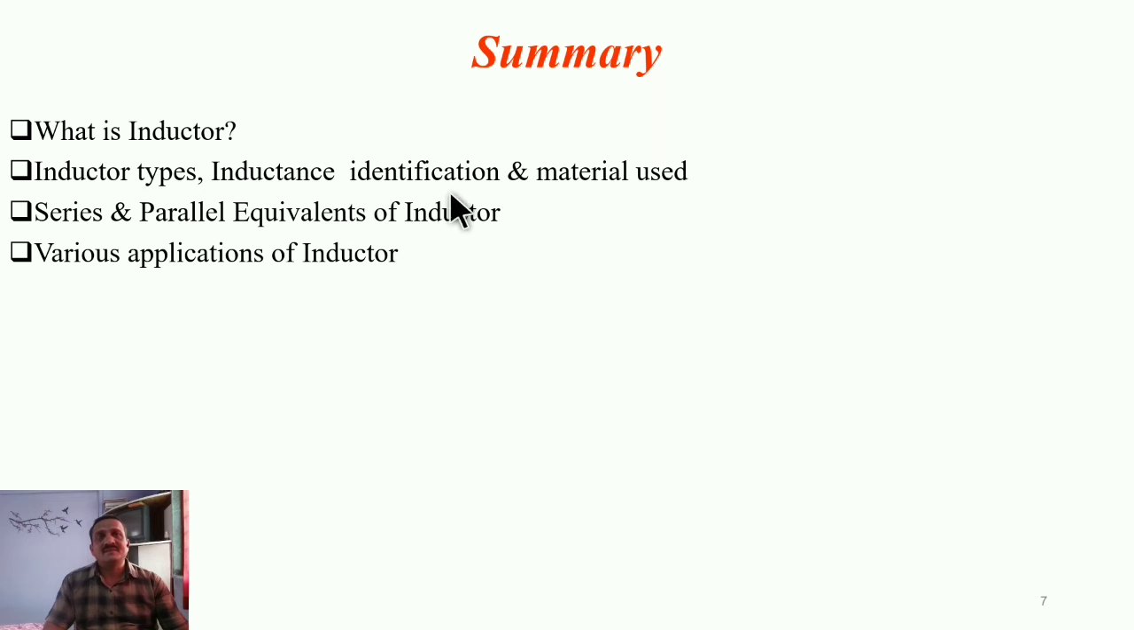Then how to identify their values by using that color coding, or if it is a coil wound on a plastic bobbin or ferrite core material, then the value of those inductors is given by the manufacturer, and the various materials used I already told. Then the series and parallel equivalents of the inductor, and applications such as filters and all that, right?